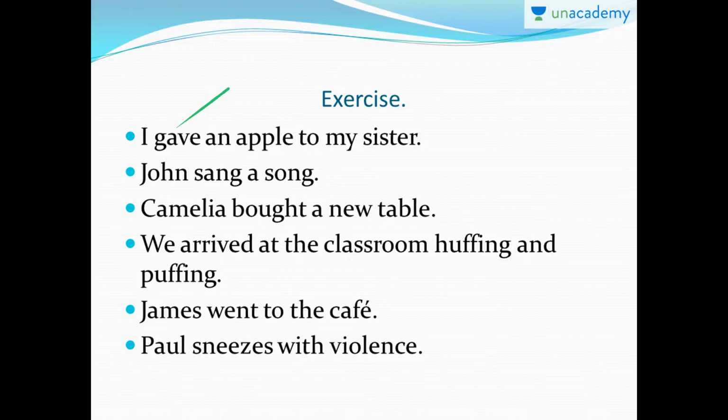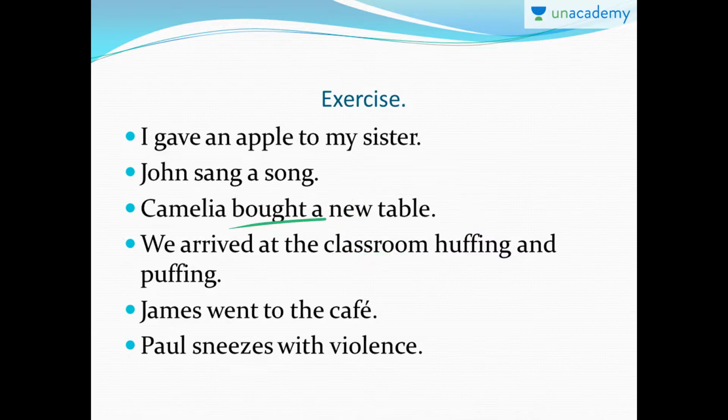Next one. John sang a song. Subject is John. Sang is a verb. What did he sing? A song. So that's an object. So since there is an object in the sentence, sang becomes a transitive verb in the sentence. Alright. Next one. Camellia bought a new table. Subject is Camellia. Verb is buy. What did she buy? A table. Since there is an object, which is a table in this case, it becomes transitive in nature. That is, buy is a transitive verb.